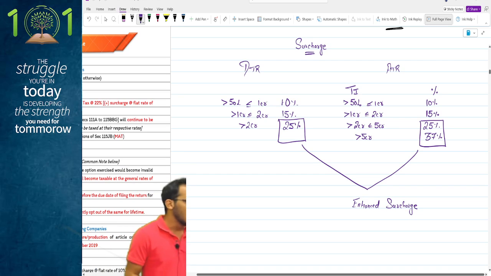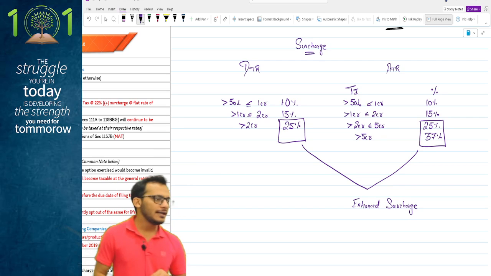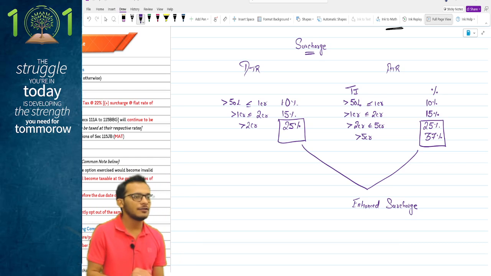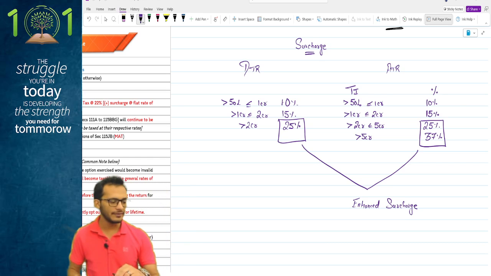The background is very simple, people. Up to 2018, there were only two surcharges. It was 10 or 15. After 1 crore, everything was 15.